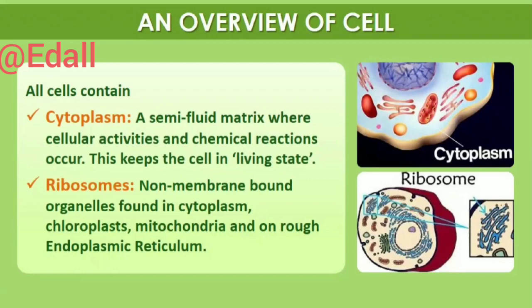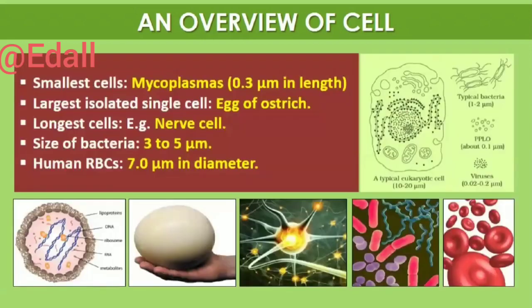Ribosomes are non-membrane-bound organelles found in all cells, both eukaryotic as well as prokaryotic. Within the cell, ribosomes are found not only in the cytoplasm but also within the two organelles, chloroplasts in plants, and mitochondria, and on rough ER. Animal cells contain another non-membrane-bound organelle called the centriole, which helps in cell division. Cells differ greatly in size, shape and activities. For example, mycoplasmas, the smallest cells, are only 0.3 micrometers in length, while bacteria could be 3 to 5 micrometers. The largest isolated single cell is the egg of an ostrich.